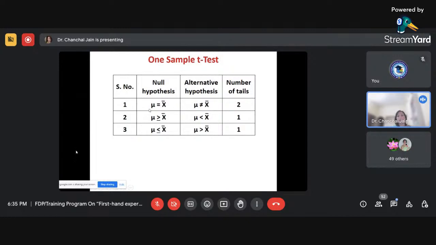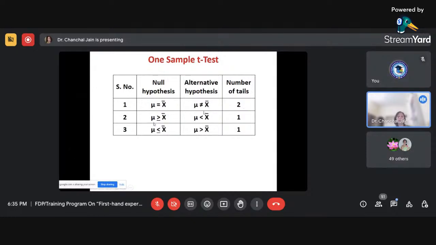So when I'm saying the population mean is equal to the sample mean, alternatively I'm saying the population mean is not equal to the sample mean. The meaning of this is that the population mean can be less than the sample mean, or greater than the sample mean, but I'm not clearly stating which. I'm only saying it is not equal to. So this is the case of a two-tailed test, meaning both the tails are involved here. It can be greater than also, it can be less than also.